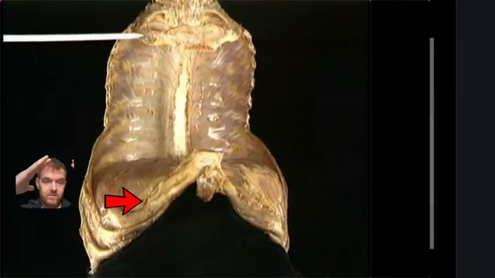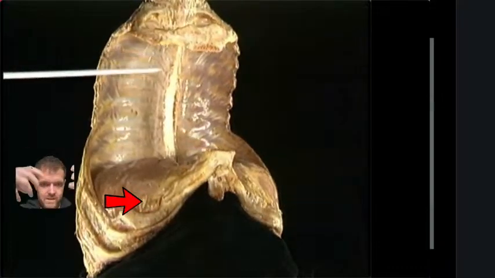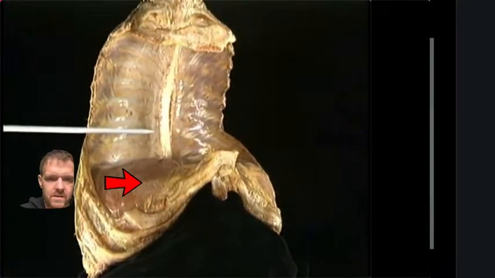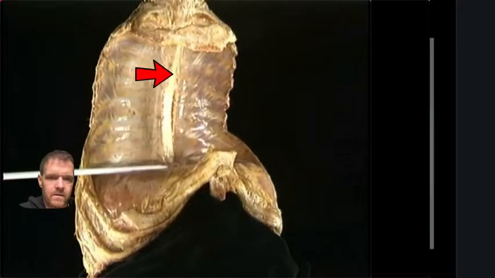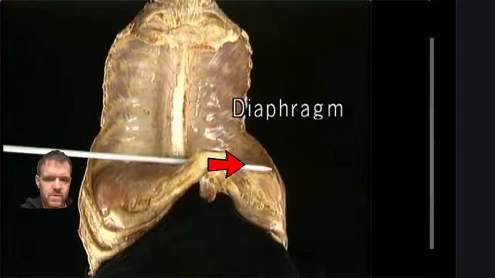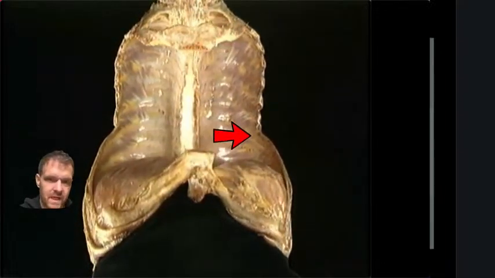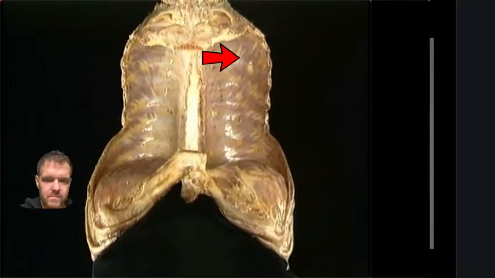When that contracts, it comes down, and that helps to create a negative pressure, which then draws air into the lungs. We'll have a look at the nervous system and everything that's around there on subsequent sessions. But there's the dome of your diaphragm at the top. So obviously your lungs will sit on top of those just here.